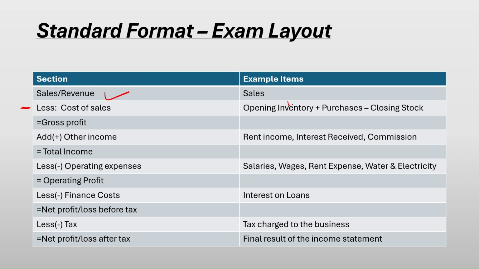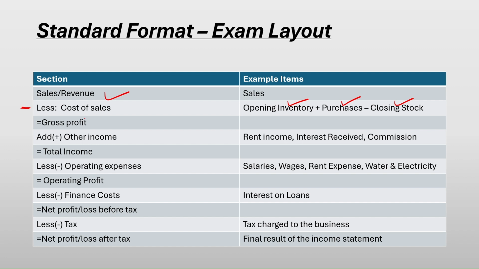But sometimes they might give you the opening inventory, the purchases, and the closing stock. How you calculate it is that you have your opening inventory, then you add your purchases, then you subtract your closing stock. Remember your opening inventory is the inventory from the last year or from the last month. Since we're dealing with an income statement, it's going to be the closing stock from the last year. Purchases is the stock that we bought during the year, and the closing stock is the stock that we have at the end of the year in the business.